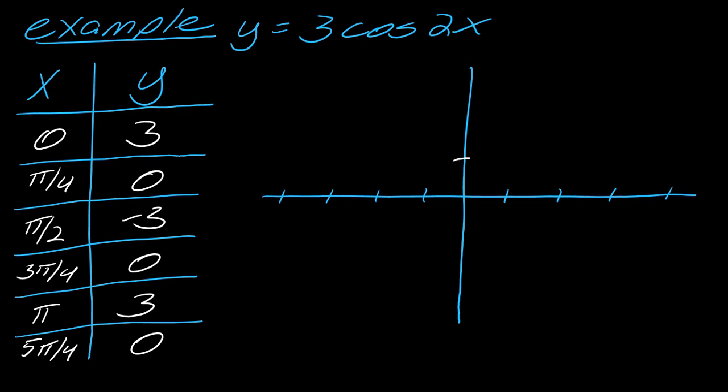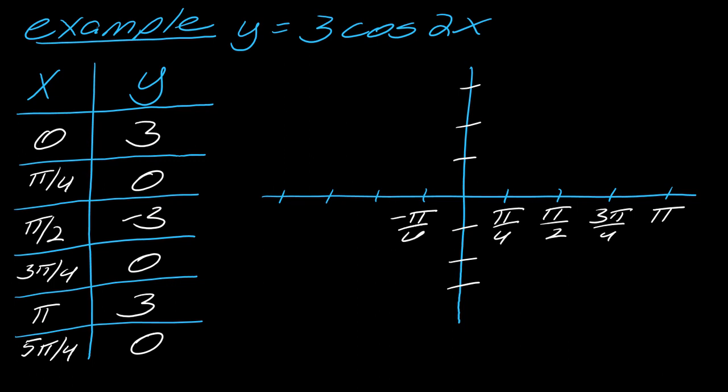Okay, so in this case, I'll make 3 tick marks for my y's, and then for my scale in this case, I'll go pi over 4, pi over 2, 3 pi over 4, pi, and this will be the negative direction. Okay, and now I just plot points. So I've got (0, 3), and then I've got (pi over 4, 0), (pi over 2, -3), (3 pi over 4, 0), and then I come back up here.